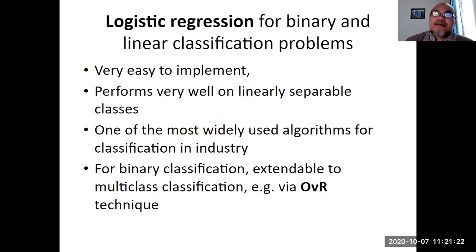And so for this chapter, we start to learn logistic regression as a binary and linear classification method. It is also very easy to implement and can perform very well on linearly separable classes. It is one of the most widely used algorithms for classification in industry. It can be used for binary classification, separating 2 classes, but it can also be extended to multi-class classification using, for example, the one versus rest technique, similar to the perceptron before.